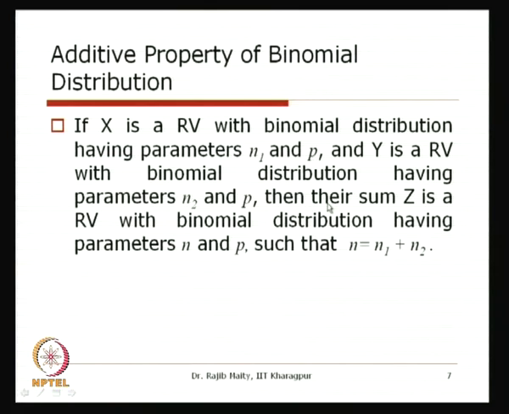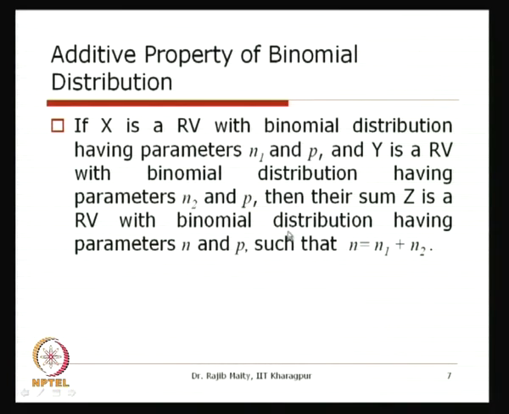Then if I take the sum of these two random variables X and Y, their sum Z is a random variable which is again a binomial distribution having the parameters n and p, in such a way that n is equal to n1 plus n2. So, when we add two binomial distributions, we get another binomial distribution, and while adding we should consider that the probability of success for both random variables is the same, which is p. Then the summation should also have a binomial distribution with the same probability of success, p, and the total number of trials is the summation of the total number of trials for the first random variable and for the second random variable.